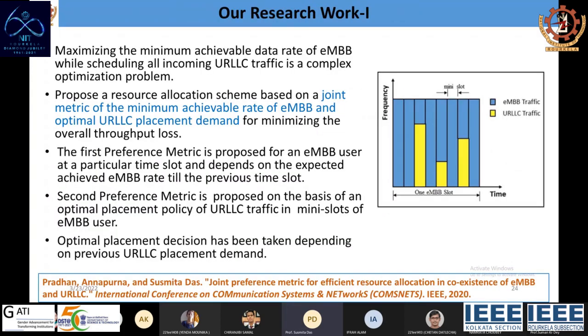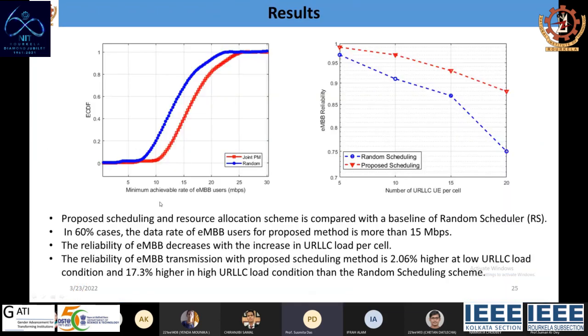Now, this one my PhD scholars have undertaken. We have done some research work in our lab. I will cover it very fast. We have proposed a resource allocation scheme based on a joint metric of the minimum achievable rate of eMBB and optimal URLLC demand for minimizing the overall throughput loss. We have got some interesting results.